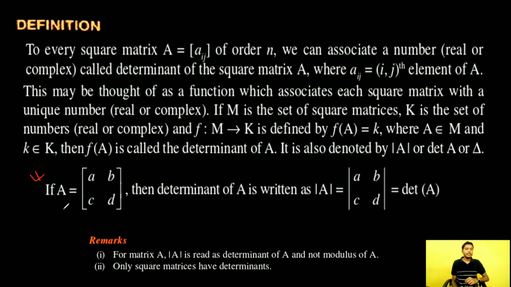For example, if A is equal to this matrix, then the determinant of A is written as |A| equal to, and we write all the elements of the matrix inside these two vertical lines. This is equal to det A. Okay, that is the concept of determinant. Now remember 2 things. For a matrix A, this symbol is read as determinant of A, not modulus of A. And second, only square matrices have a determinant. A non-square matrix has no determinant. Clear?